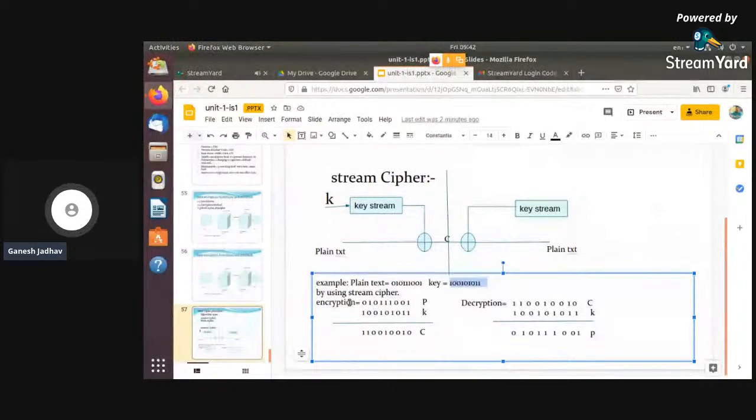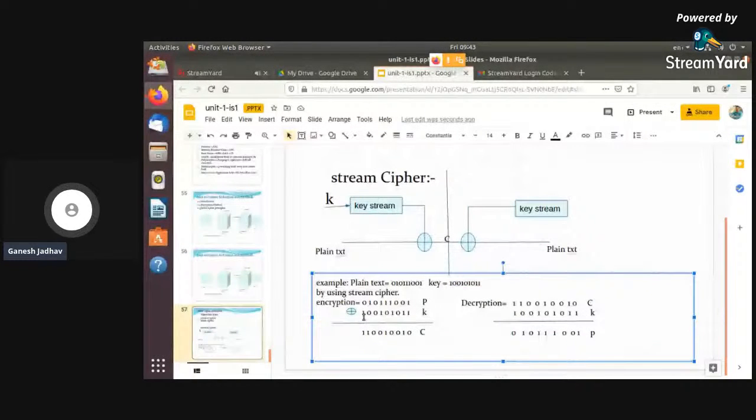See here, what is the encryption process? This is the plain text P and this is the key K, and you are required to do the XOR operation between them. In XOR operation, if the inputs are 0 and 1, the output is 1. So this is the XOR operation.